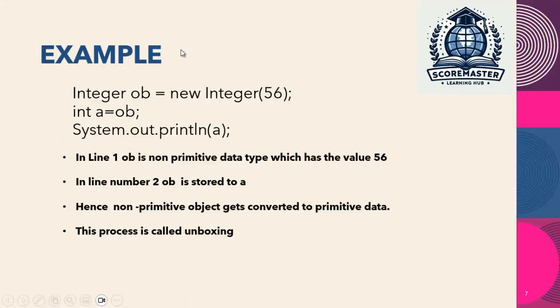So the example is, you just see here 56, and this ob is transferred here and then I get the answer. In line number 1 ob is a non-primitive data type which has the value 56. In line number 2 ob is stored to a, hence the non-primitive object gets converted to a primitive data. This is called unboxing.